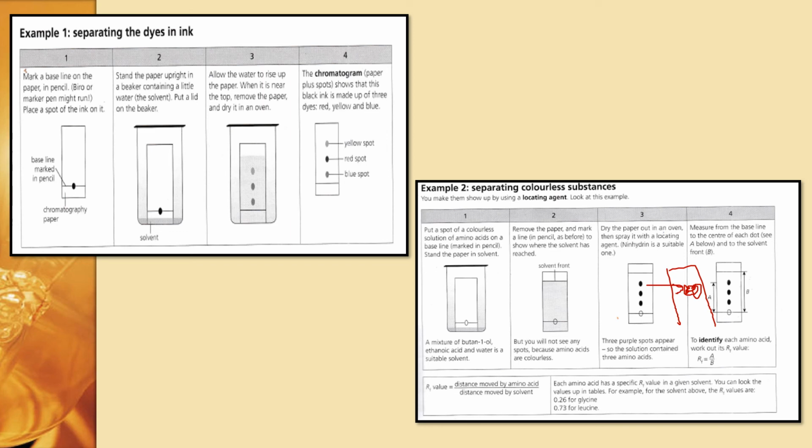After that you need to calculate the Rf value. What is the Rf value? Distance moved by the amino acid divided by distance moved by the solvent. This is distance moved by amino acid divided by distance moved by solvent. So you get the Rf value. You just mention that you need to calculate the Rf value. Understand? So that's all for the 6 marks question.